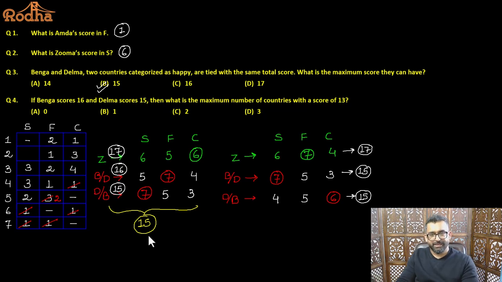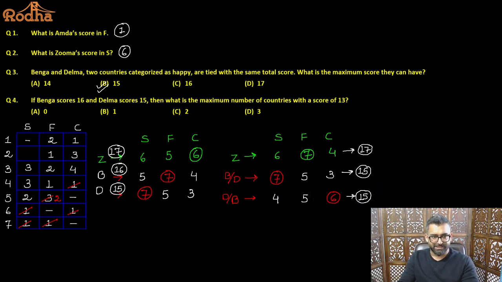Fine. Let's move to the last question of this particular set. If Benga scores 16 and Delma scores 15. So let's understand the cases. I have to assign 16 and 15 here. So if B is 16, B is this country and D is this country. Let's just write these numbers. And I have to have a score of 16 somewhere. So I can make it 16.